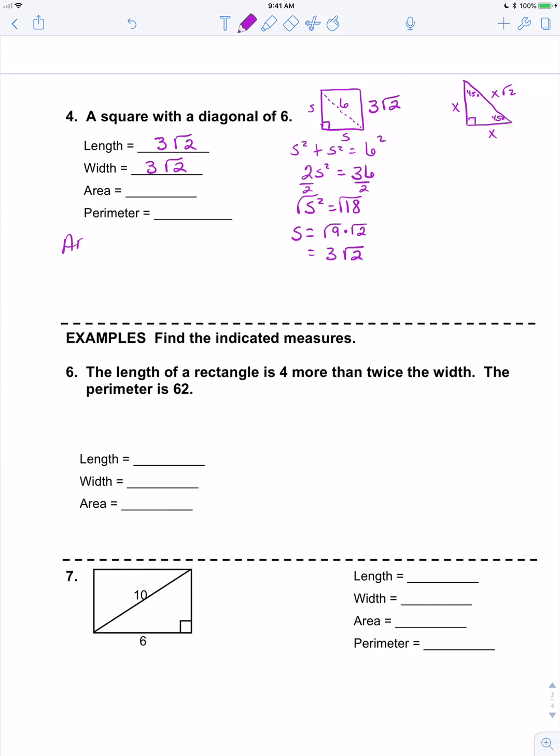So to find the area, that is side squared. So 3 square roots of 2 squared is 9 square roots of 4. Square root of 4 is 2. 9 times 2 is 18. So the area is 18. Remember how to find perimeter of a square is 4 times the side length. So 4 times 3 square roots of 2 gives you 12 square roots of 2.